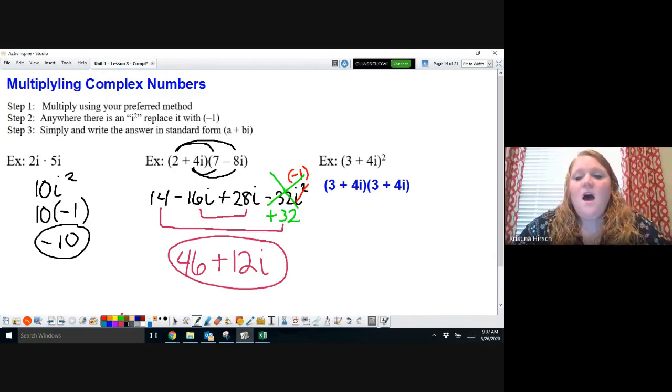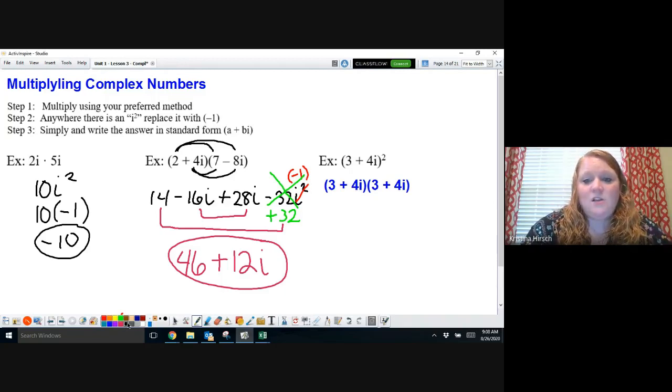All right. This last example, it says 3 plus 4i and it's all squared. What you need to remember is that if you square something, like if I had 5 squared, it would be 5 times 5. Well, here I have 3 plus 4i squared, so I end up with 3 plus 4i times 3 plus 4i.